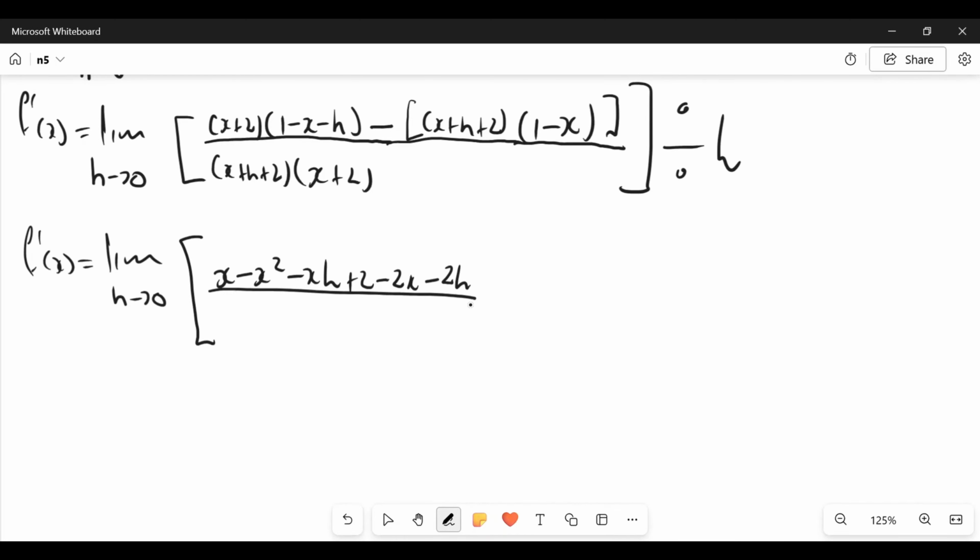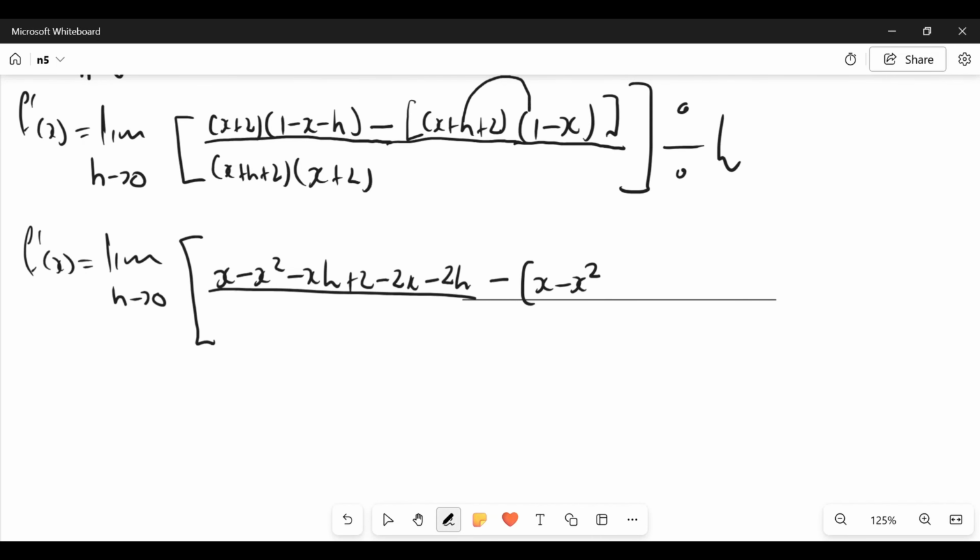Let's move to the next one. Let me extend this. So we say minus. We have this minus here, guys. Let's not forget. Open bracket. Now we also need to FOIL this inside the bracket. We have x multiplied by 1. That here is going to give us x. We have x multiplied by negative x. That one is going to give us negative x squared.